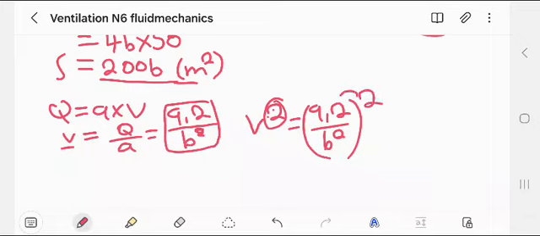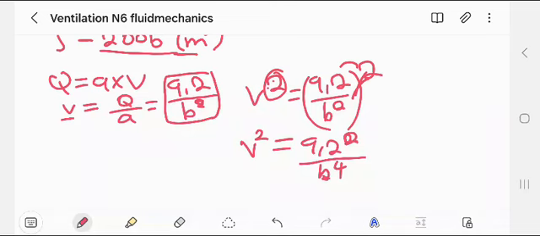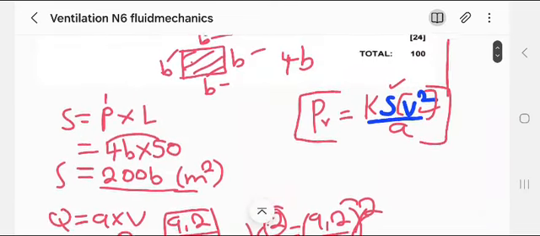When you square this, we'll have 9.2 squared over b multiplied by 2. This will result as 4, right? So that is what we'll have. Here we have 9.2 raised to the power of 2, and here we'll have power 4. This will be what, v squared, right? So see, this is what we have.